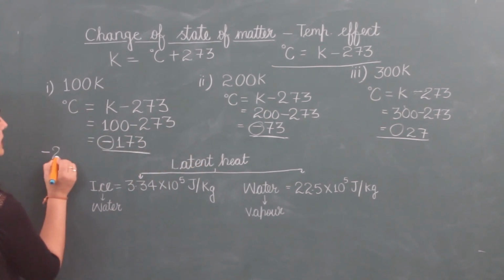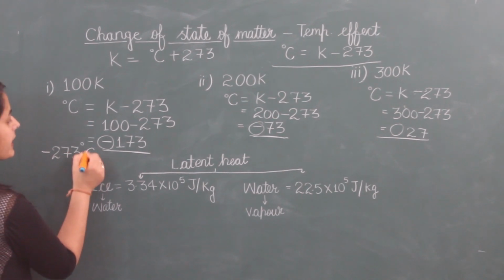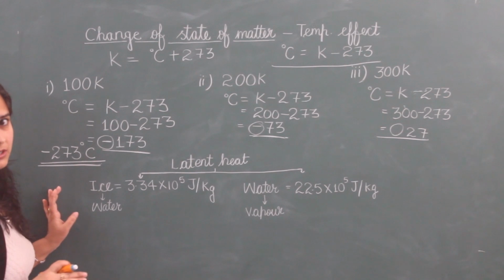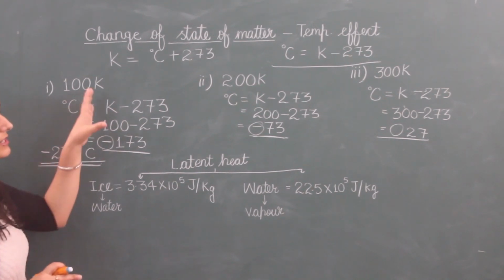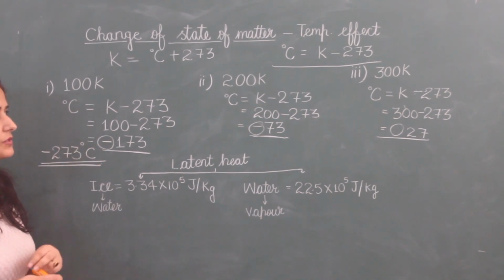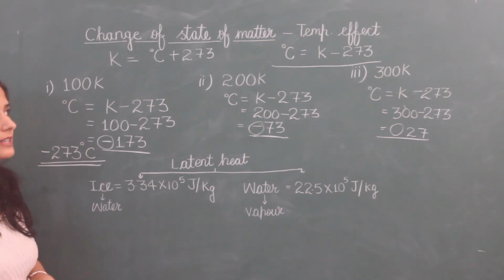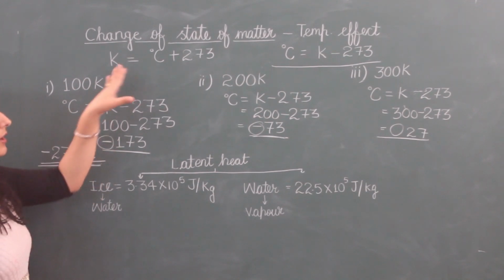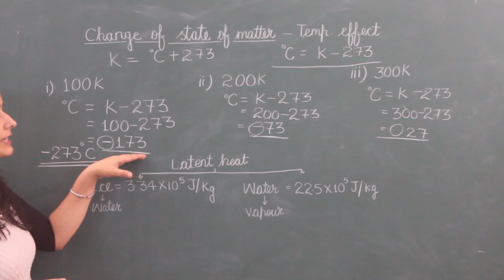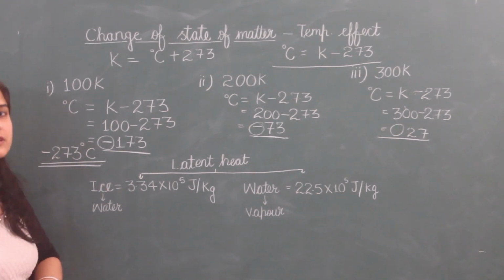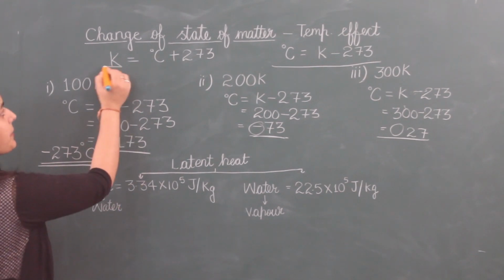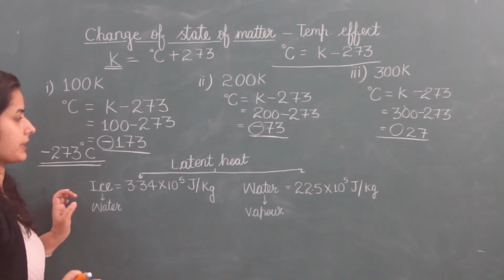273 degrees Celsius, values on the Kelvin scale are positive. That's why the Kelvin scale is preferred over the Celsius scale. In big laboratories, in scientist laboratories, the Kelvin scale is used because on the Kelvin scale values are always positive, and degree Celsius is used in small labs, in school labs. Okay, so the Kelvin scale is preferred over the Celsius scale.